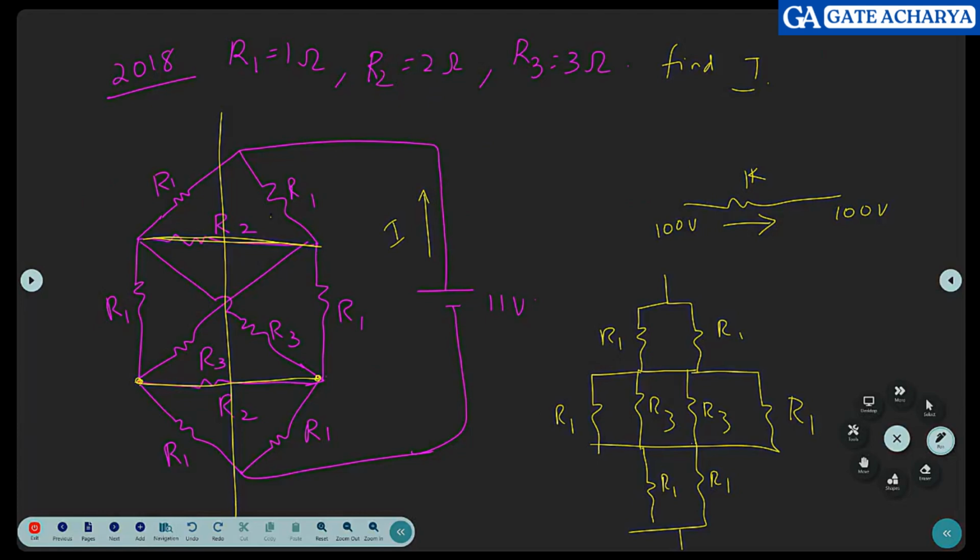What is the answer? Parallel resistance, sir. R1, R2, R3 values are given. Substitute.